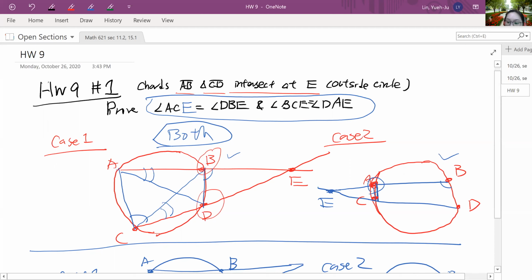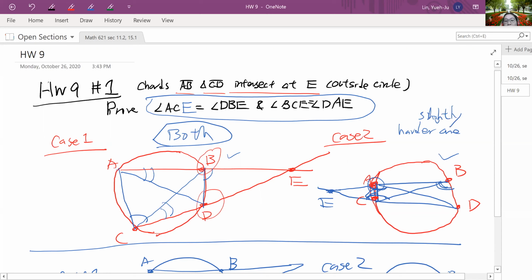So ACE would be this outside angle and this one, right? And the other one, BCE and DAE, would be a bit different, right? If you do BCE and DAE, you can see that in case two, the shape or the angle it picks out will be different from case one. So I would say case two is the slightly harder one in this case.